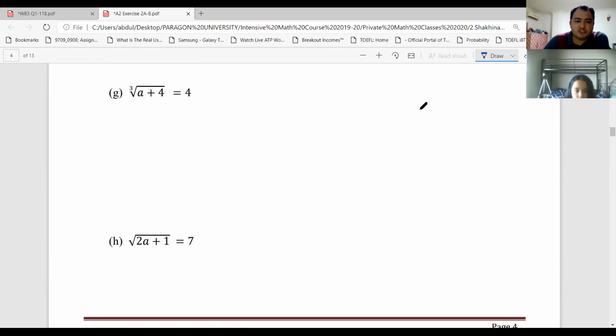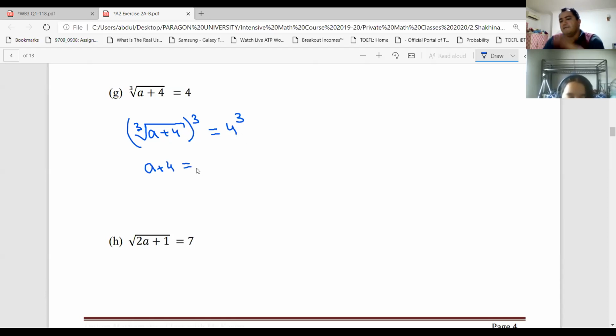And how about G, Shahina? How do you solve this? Again, here we have cube root of A plus 4. To eliminate this, we have to raise to the power of 3. Very good. Also here, the power of 3. This 3 cancels each other. What do we have here? A plus 4.